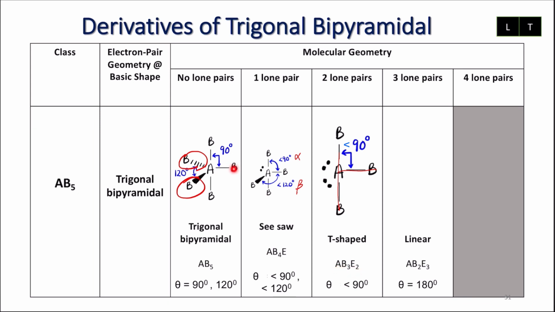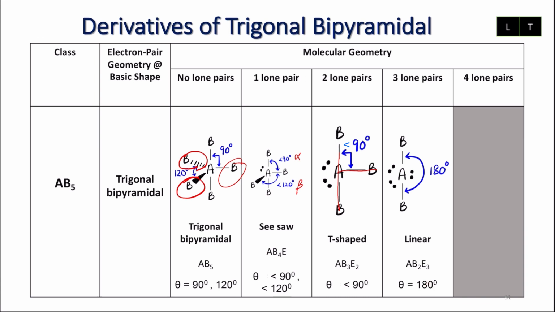After that, sekiranya saya remove one bonding pair daripada trigonal bipyramidal with lone pair dekat sini, so I will have the new shape with 3 lone pairs, which is linear, straight saja. So that's why the bond angle here should be 180 degree. Then you have 3 lone pairs here. The class dah berubah jadi AB2E3, 2 bonding pair dan 3 lone pair. And the bond angle is 180 degree, sama macam basic shape linear.